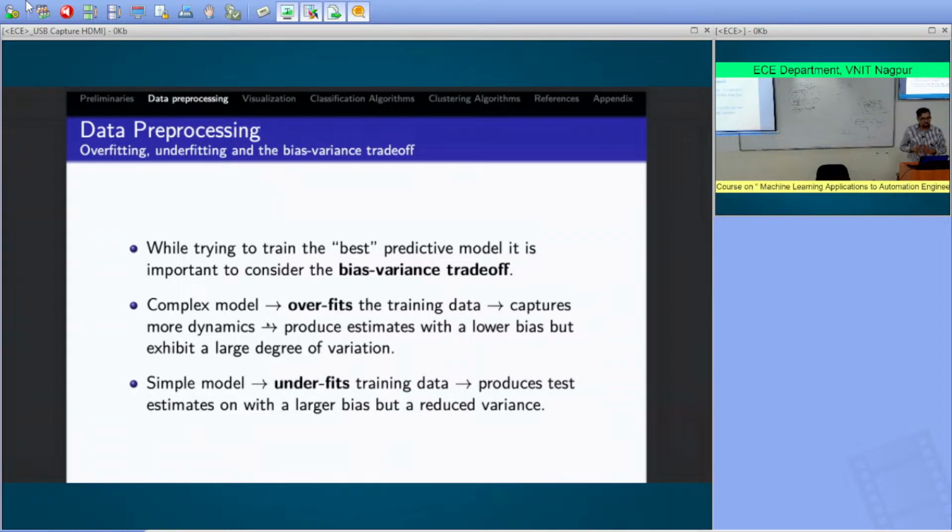Now, before I go into bias and variance, can I ask if you have a good understanding of the difference between bias and variance of a model? Can somebody explain what is bias in a model? What's variance?